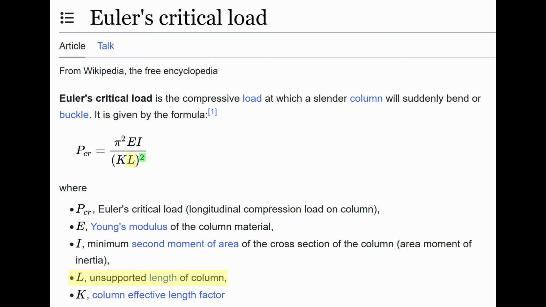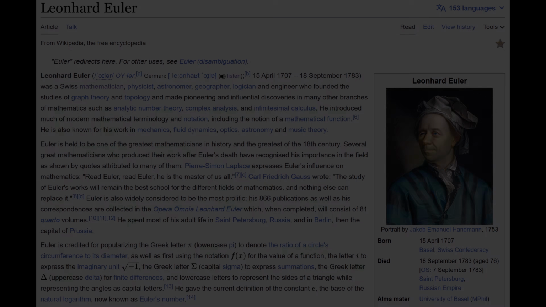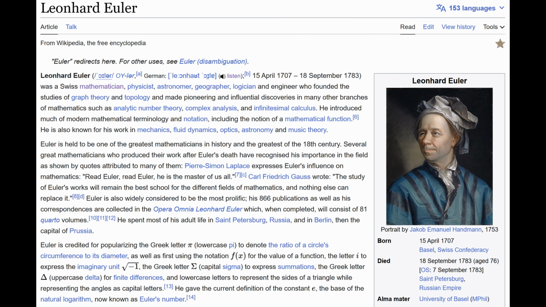What does that mean? It means that if you made the length of your column half as long, the critical load would be 4 times as much. If you were to make it 1/4 as long, it would be 16 times stronger in compression. As you might have guessed, this is a huge key to building strong towers. But before we go building any towers, can we really trust some 300-year-old dude in a goofy outfit?